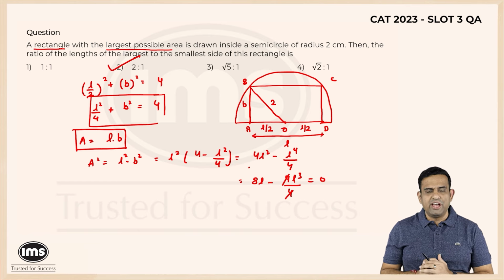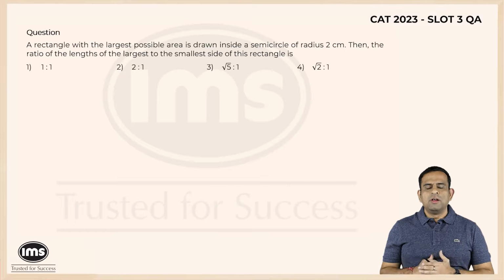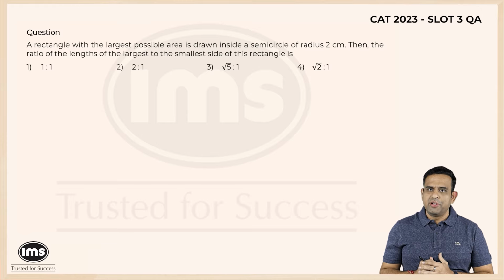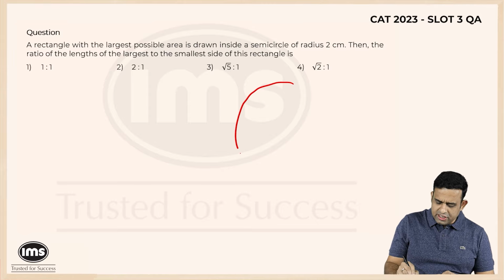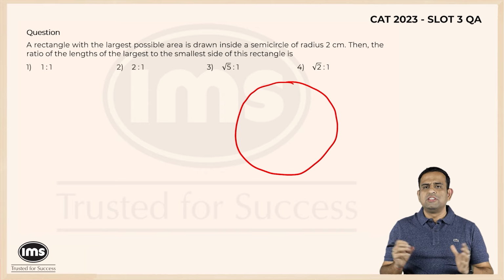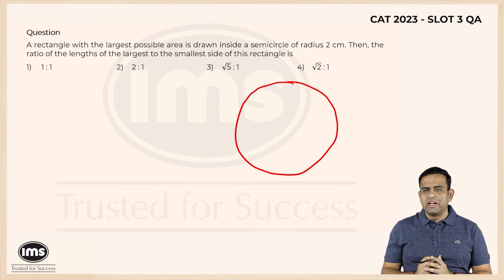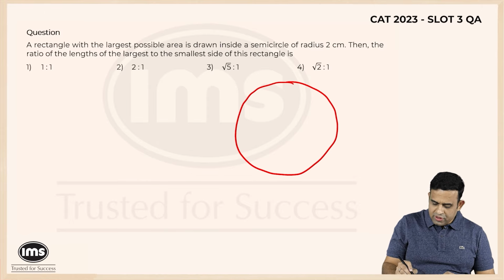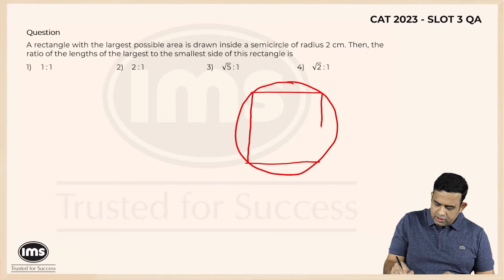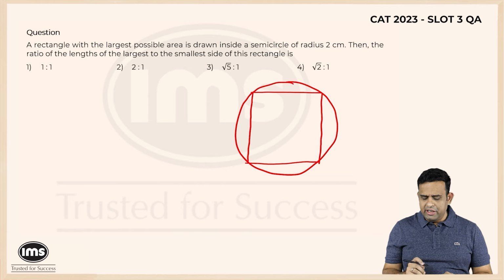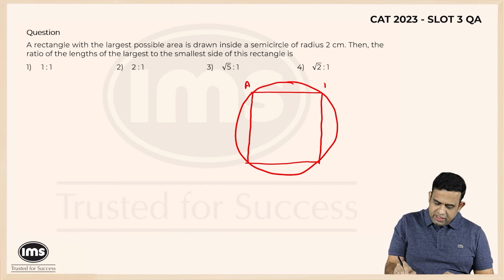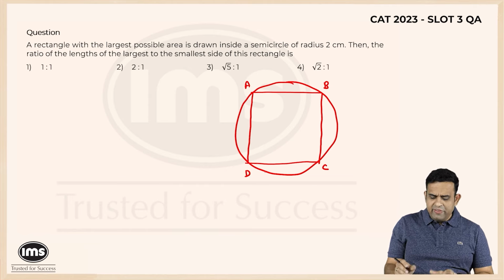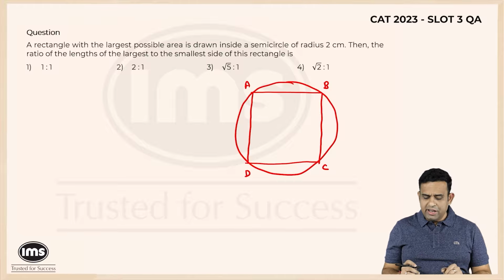They can take the help of the AM more than or equal to GM property. If I look at the most simplistic way to solve this particular question, if I ask you a simple question that in a circle, if I wanted the largest possible rectangle, one can say it has to be nothing but a square. So if I take a circle, in that particular case, the square is going to be the one with the largest possible area. So if I call this A, B, C, D being the square, where AB, BC, CD, AD all are equal.